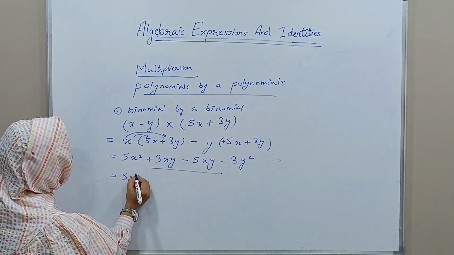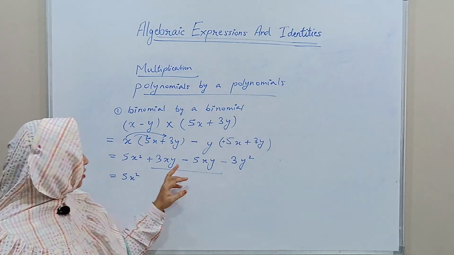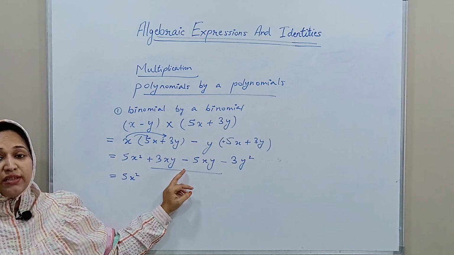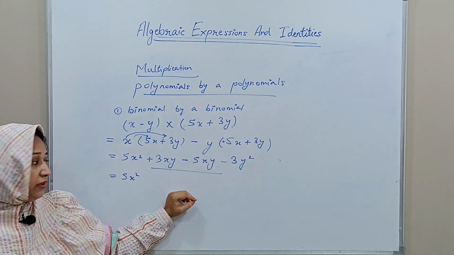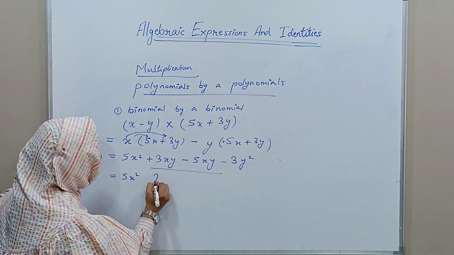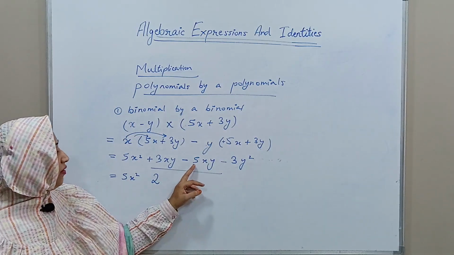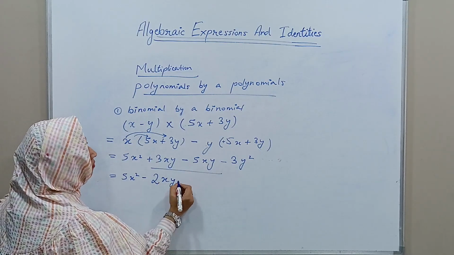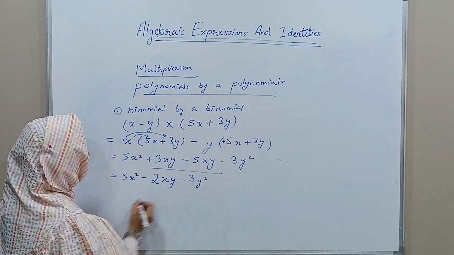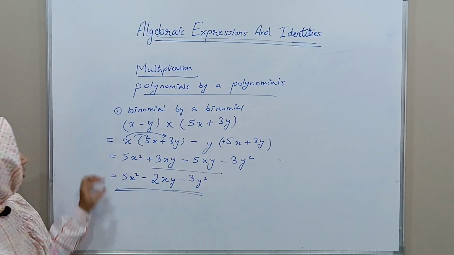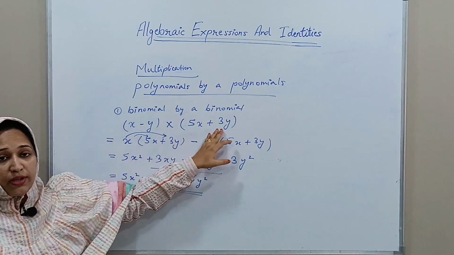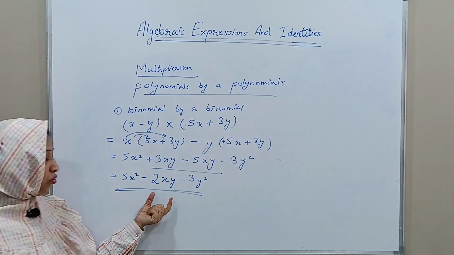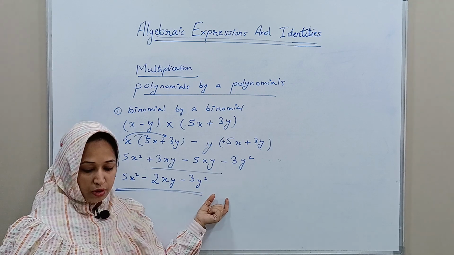5x square as it is. Now solving the like terms, plus 3 minus 5. The signs are different. When the signs are different, we have to subtract. So 5 minus 3 is 2. Sign of the greater number, the sign of the greater number is minus. So minus 2xy, and then minus 3y square as it is. So this is your final answer for x minus y into 5x plus 3y. Multiplying a binomial with a binomial, we get 5x square minus 2xy minus 3y square.